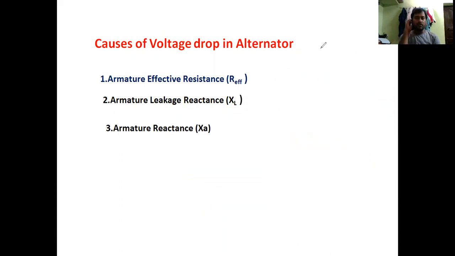So some of the armature flux may not link with the stator conductors, and due to that, some of the reactance will be wasted. Such a reactance is called leakage reactance. That is called leakage reactance. And the last one is armature reaction.